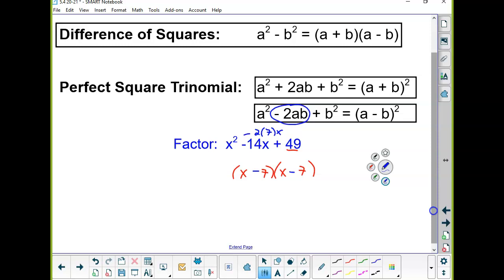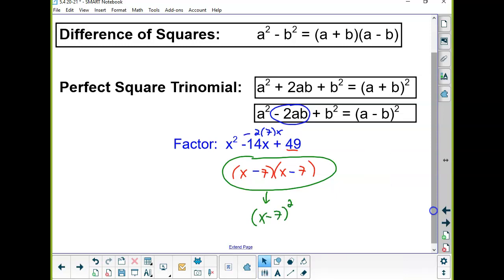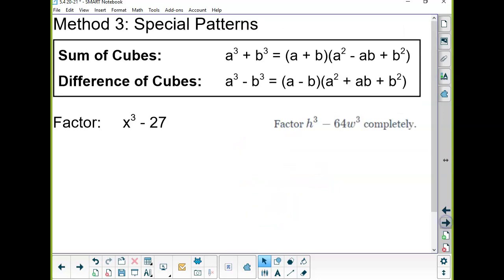If not, you know the box with the circle in it, and that will get you where you need to go. Okay? I do want to point out that this answer is correct, but there's a better way to write it. X minus 7 times itself is better written as x minus 7 squared. And that'll come up. So if you see that, just know you can factor that or write it as a better expression. Okay, let's look at method 3.